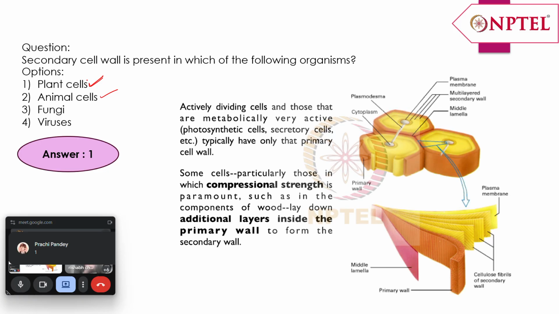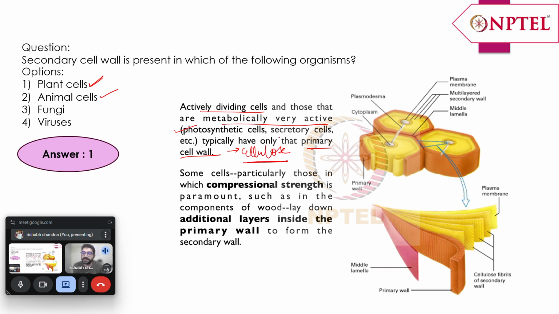Yes. So, like I said before, all the actively dividing cells and the metabolically active cells, like photosynthetic and secretory cells, have a primary cell wall that is made up of only cellulose, so that division is not an energetically enhanced process. But those which need compressional strength, such as those present in wood, the wood part of the plant, require another, thicker wall called the secondary cell wall.